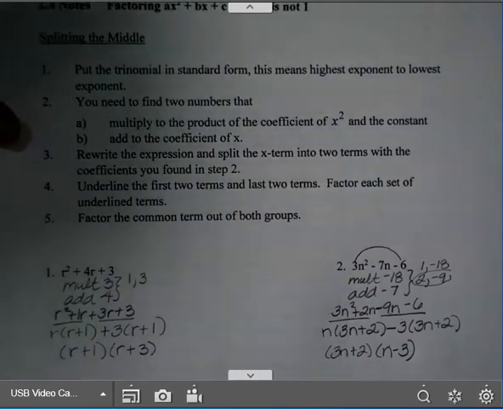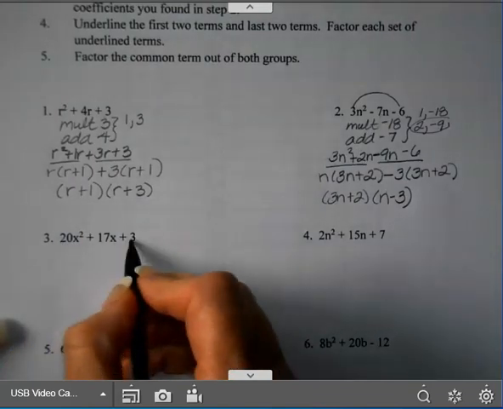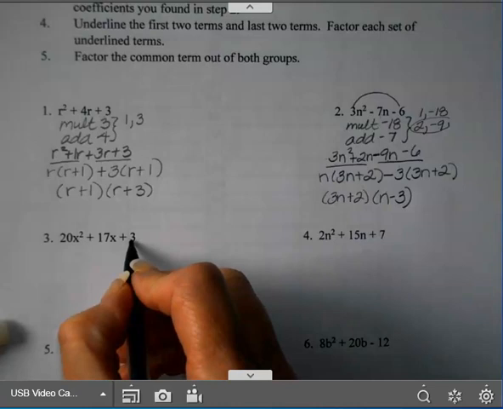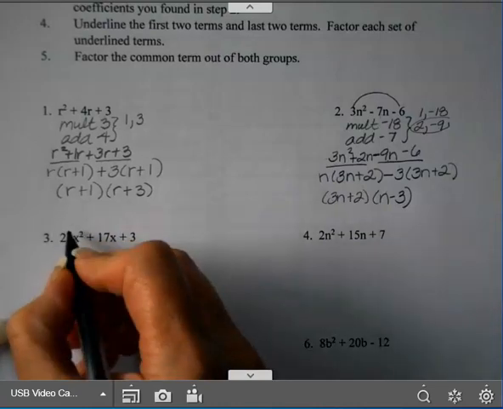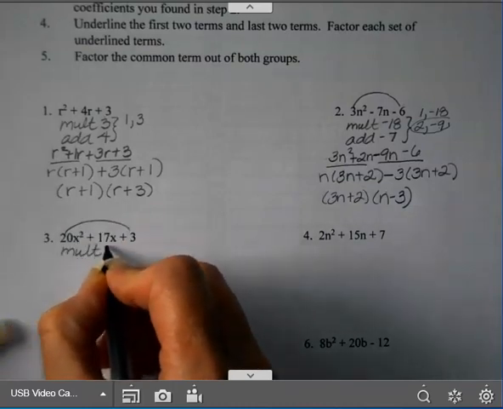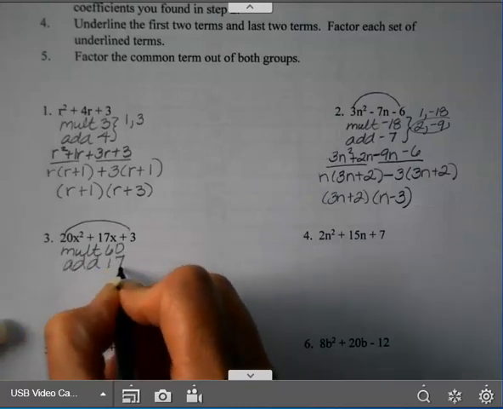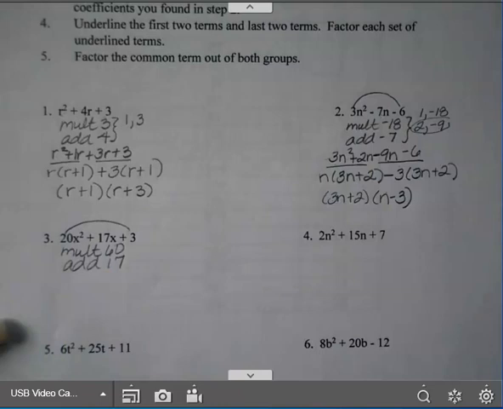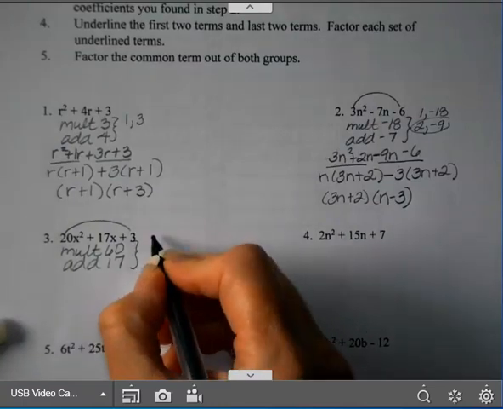Example 3. There's no greatest common factor. This is in standard form, so step 1 is done. Step 2, it needs to multiply to 60 and add to 17. So you need to find the numbers. If you can come up with the numbers immediately that do that, you can skip writing all your factors out. If you're like, I don't know what does that, let's start writing them.